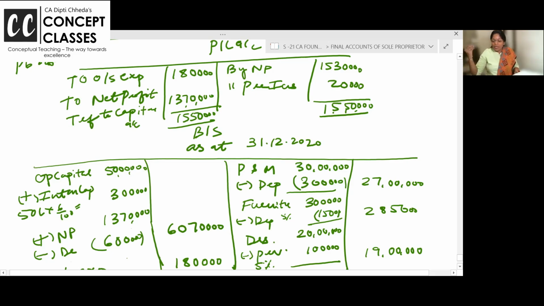So like this now, if you read and come with all adjustments, all opening entries and all, then we can do more problems. Trading P&L and balance sheet, we can do more problems. Even manufacturing account is there in your syllabus. That also we will do.